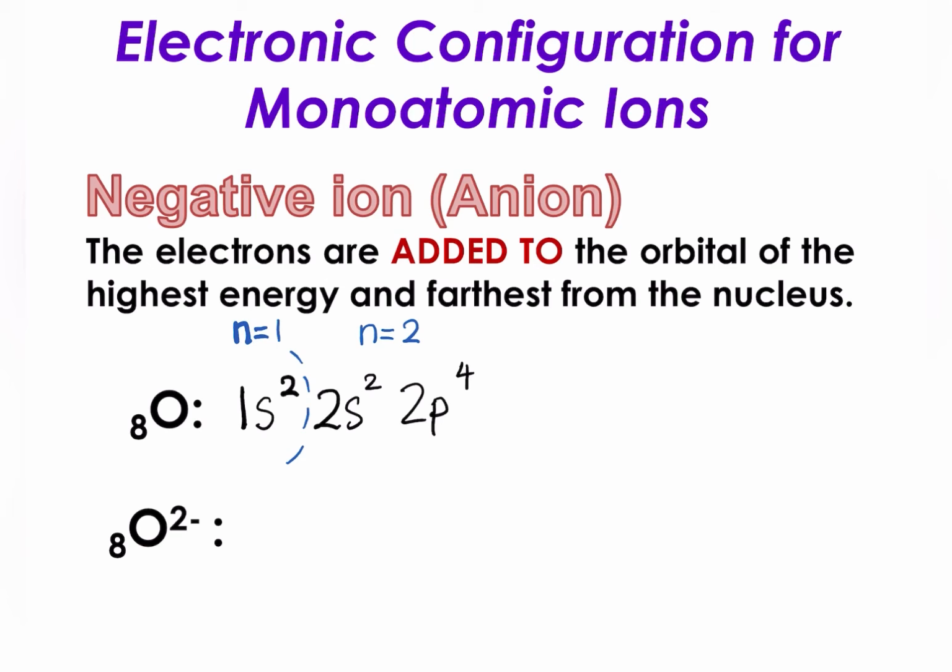So, what will happen to my electronic configuration for O2 minus? Nilai electrons akan berubah. So, my electrons is going to be 1s2, 2s2, and 2p6. So, my electrons 2 plus 2 plus 6, total dia adalah 10. So, dalam kes ini, proton number masih lagi kekal 8. Tapi, apabila ada charge, your electron number bukan lagi 8 untuk oksigen. Dia sudah bertambah jadi 10.